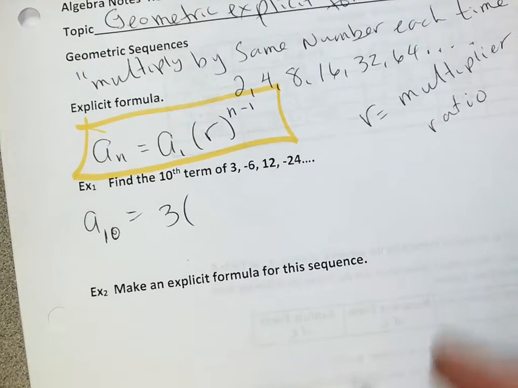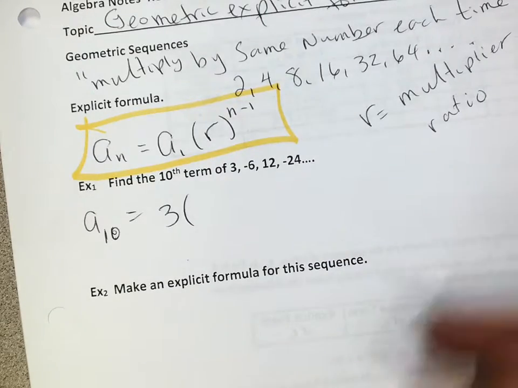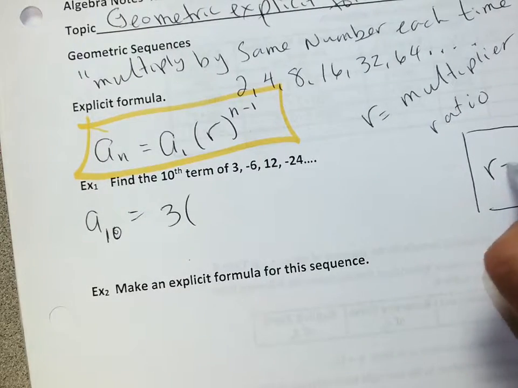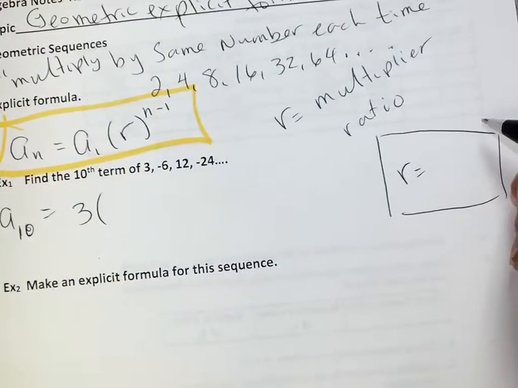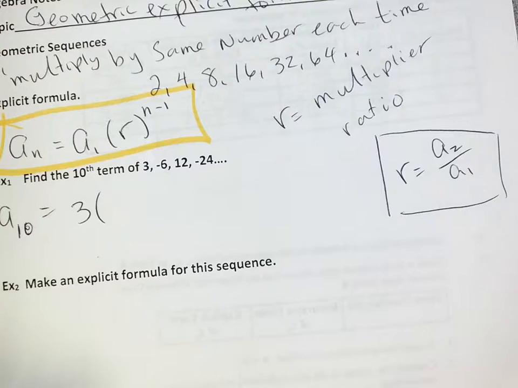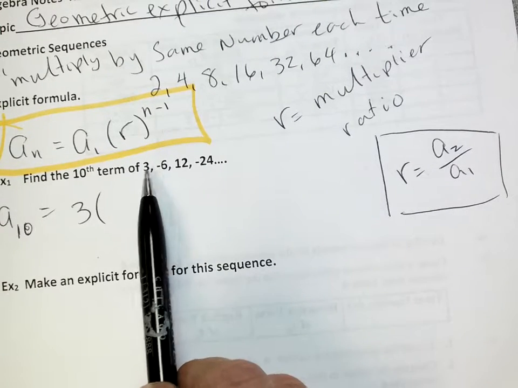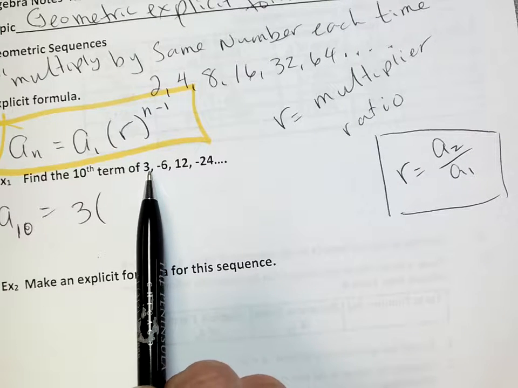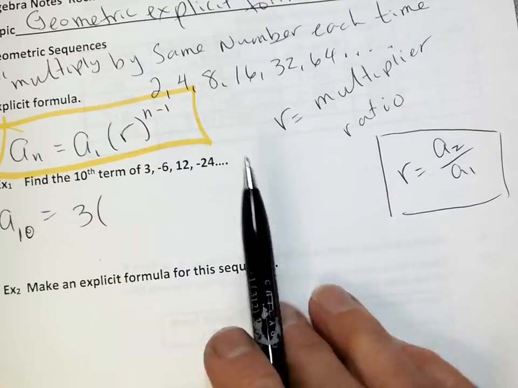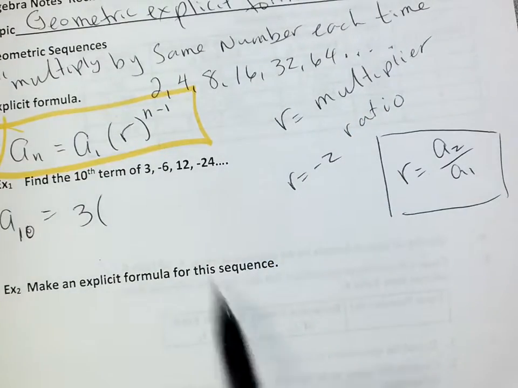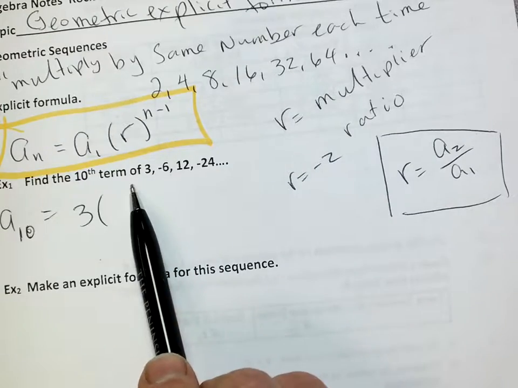Now, if you have a hard time figuring out what R is, another little formula for finding R is: if you take A2 divided by A1, you can always get R. Take the second term and divide it by the first term. It always works. So what's negative 6 divided by 3? Negative 2, right? So I know that in this case, R is going to be negative 2. If you take the second term divided by the first term, you'll always get your R.